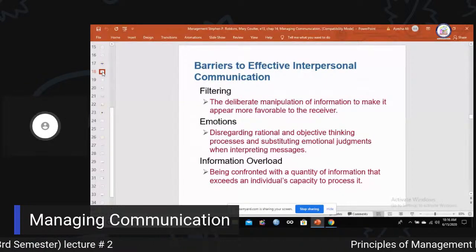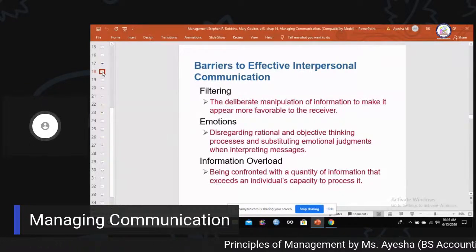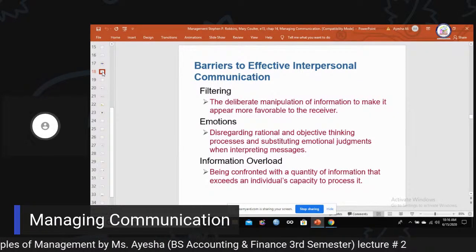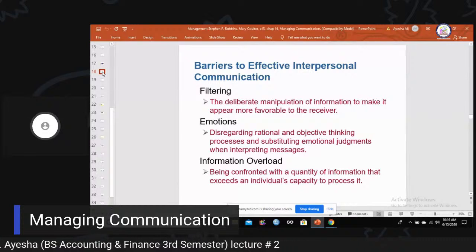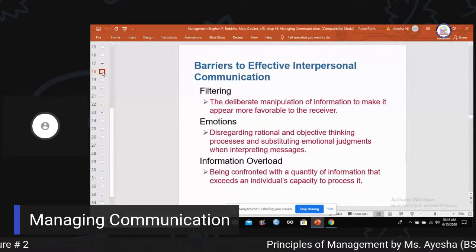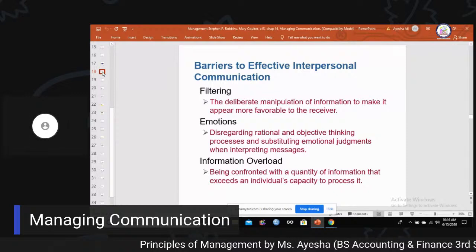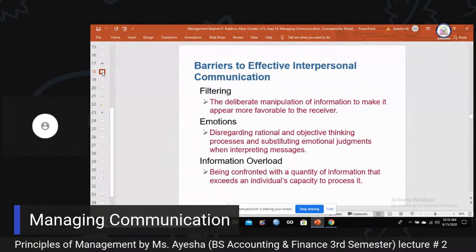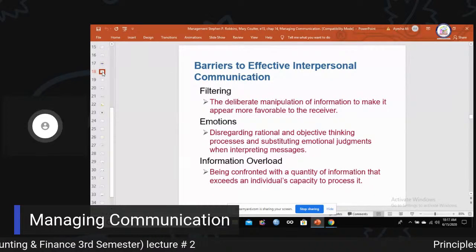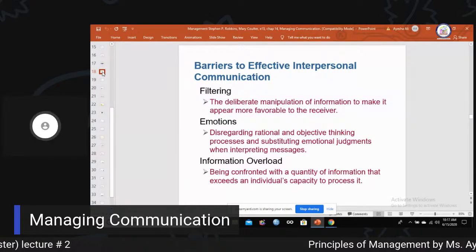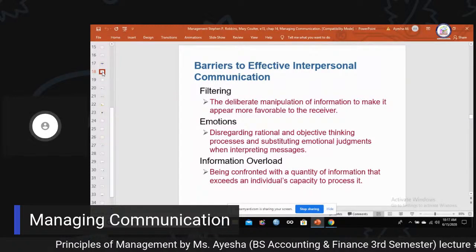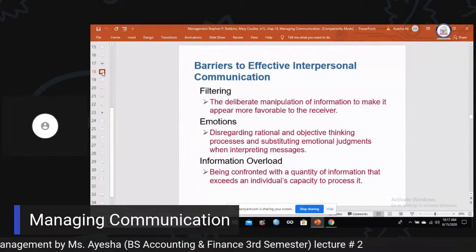Then we have information overload. Basically, information overload is when an individual gets a lot of information which exceeds the individual's capacity to process it, so it also creates a barrier and reduces the efficiency of communication. Because when it happens, the individual selects data randomly and makes guesses, and does not give attention to every detail. So it also decreases the effectiveness of communication.